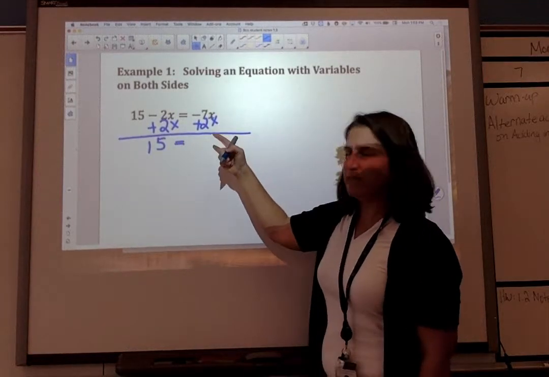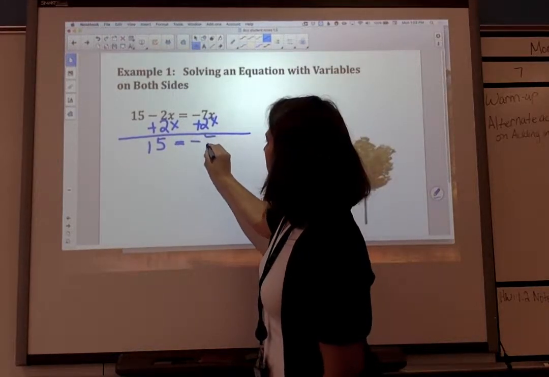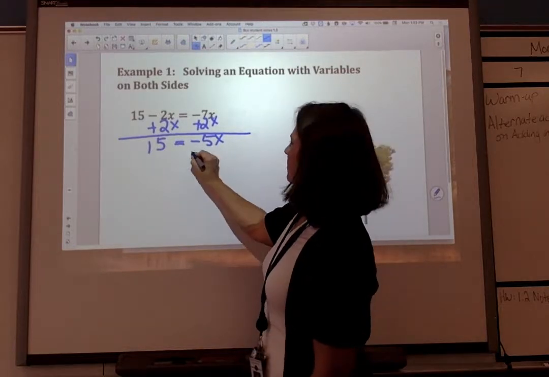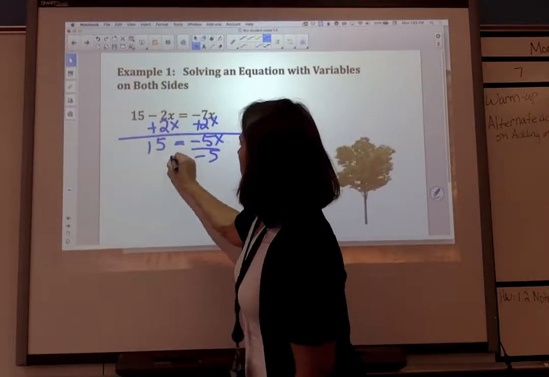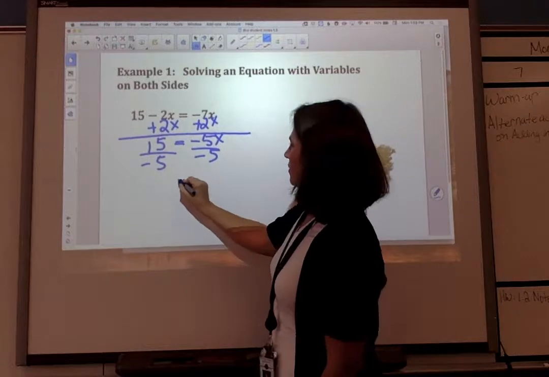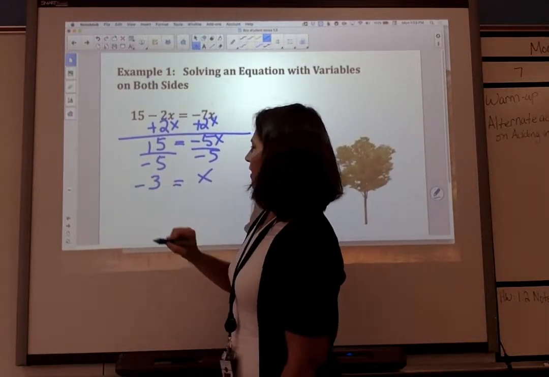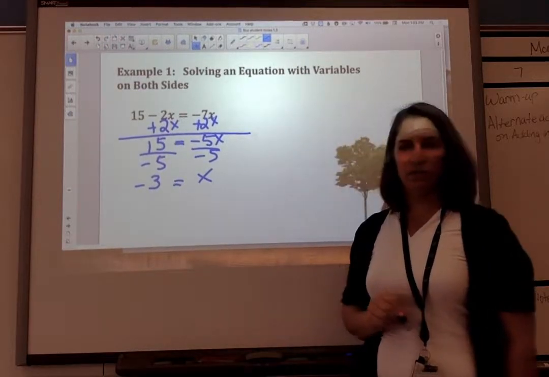So we have 15 equals negative 5x. Then we're going to divide both sides by negative 5. We're left with x on the right and negative 3 on the left.